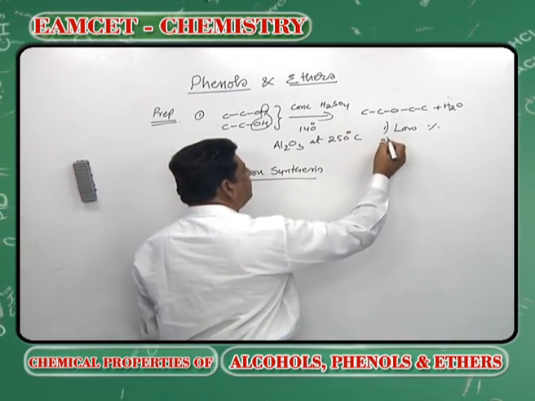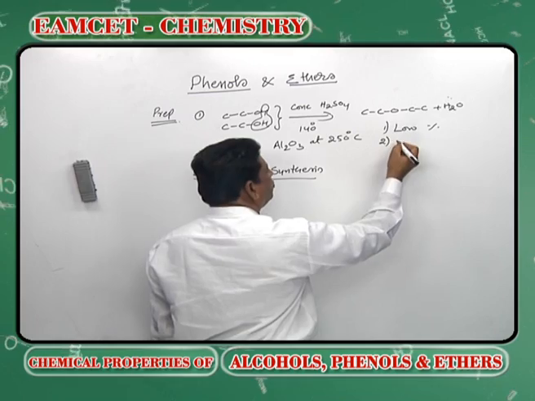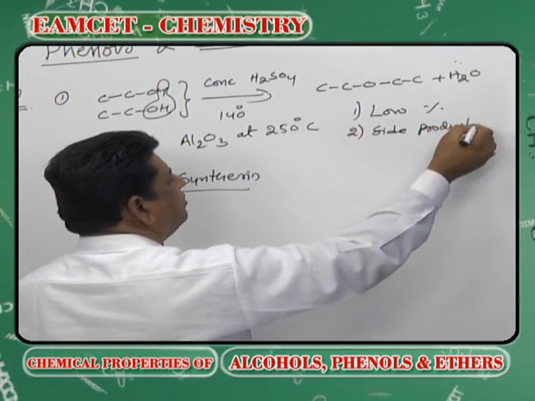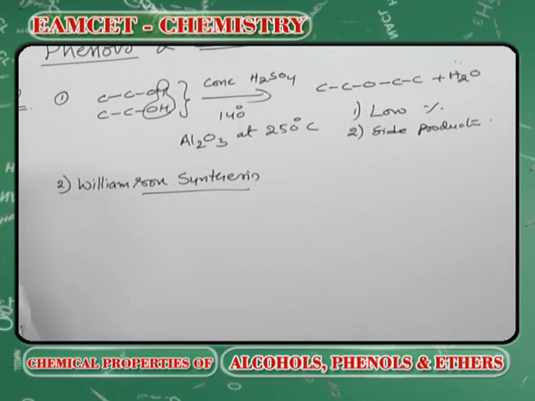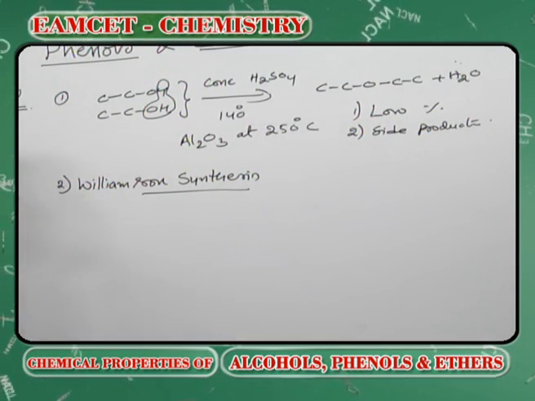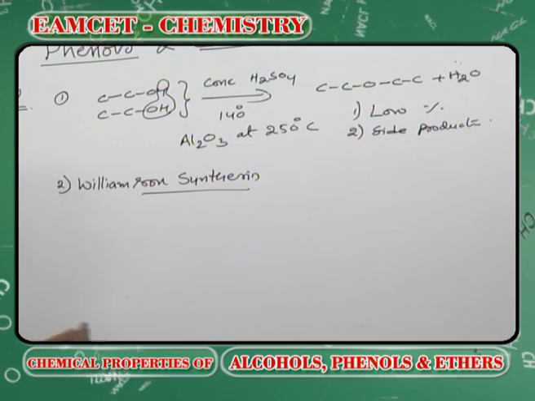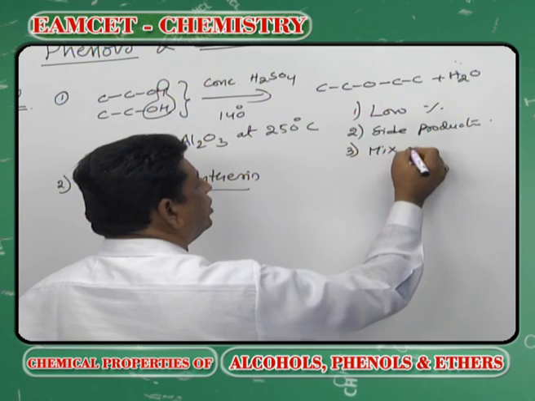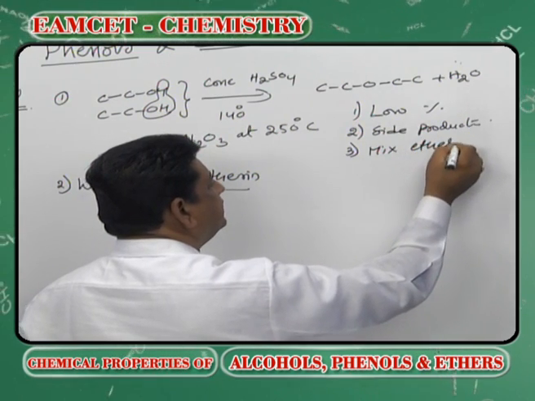Second one, it has got side products, a lot of side products are there. If the temperature increases slightly, it goes to alkene formation. At lower temperature, it goes to the formation of ethyl hydrogen sulfate. The third problem is mixed ethers, it is not suitable. Mixed ethers means what?